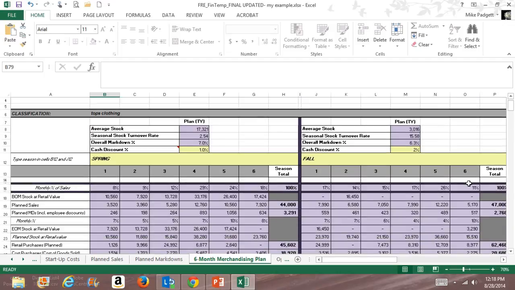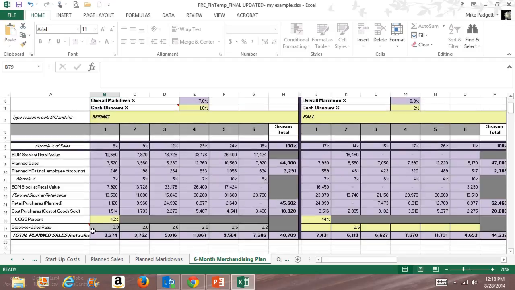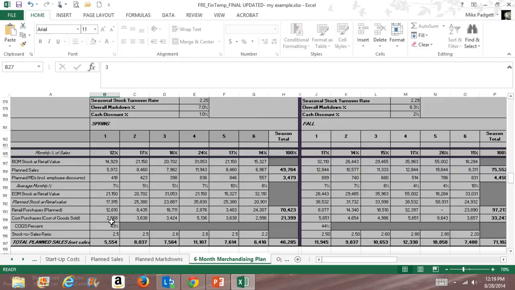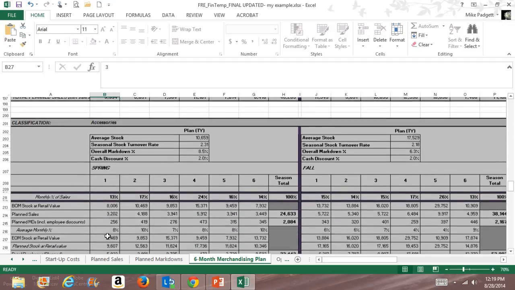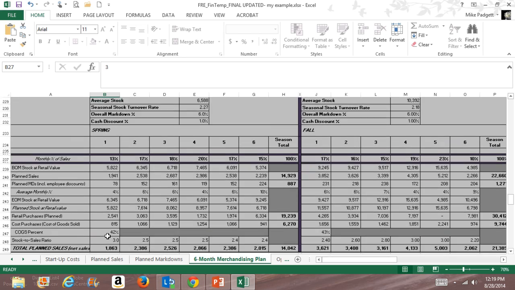Once again, we have our classifications. The things we're going to fill in are the discounts, our cash discounts, and then our cost of goods sold percentages. What I did for these is I put in their example. I just used the percentages that they used in their example, and I also just used their stock to sales ratio that they had given as an example. I think that's the easiest thing we can do.